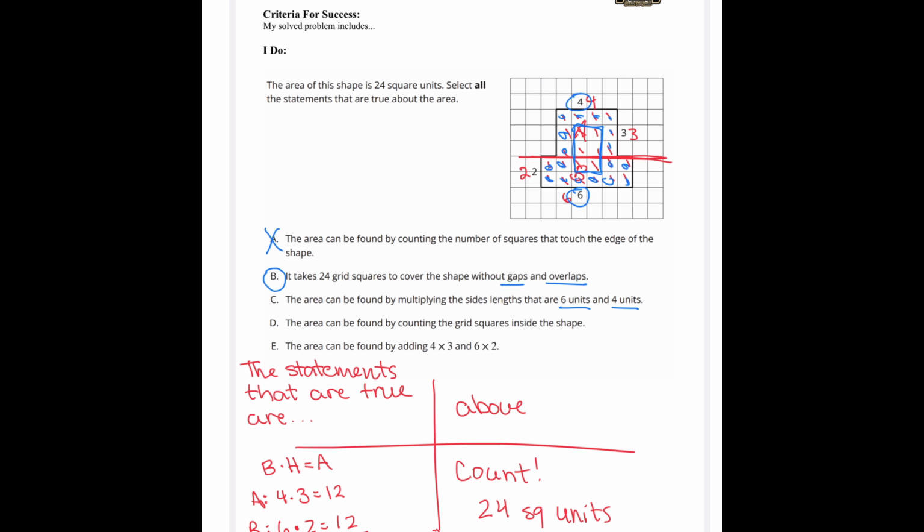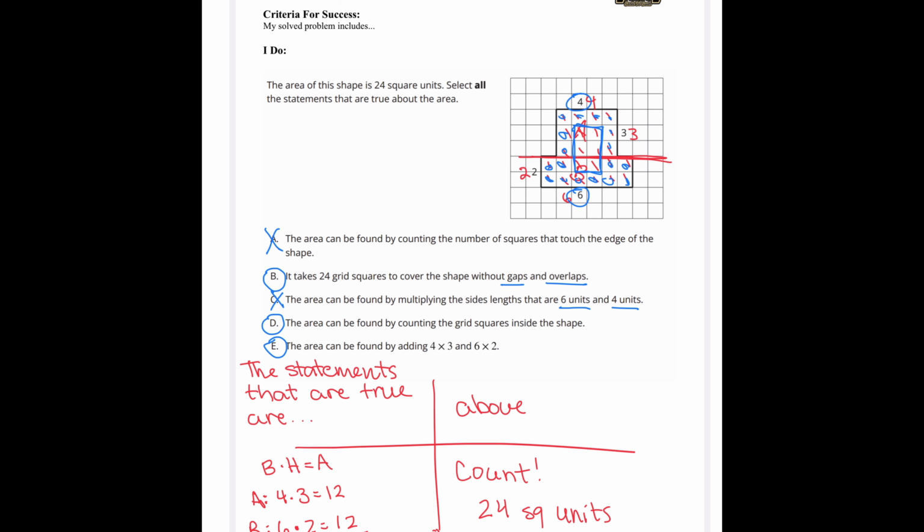The area can be found by counting. Yes, actually that's one way. That's one perfectly valid way of doing it. It gets a little messier definitely if there's more complicated shapes, but it totally can work. Or the area could be found by finding 4 times 3 and 6 times 2, which is the method we used. So fantastic, winners.